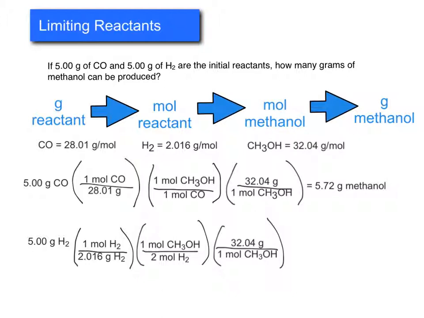All right, and when we multiply all of those numbers out, we get 39.7 grams of methanol in this case. So we clearly have a lot more hydrogen here than we have carbon monoxide, and so carbon monoxide is our limiting reactant, and if we use all of it up, we will get 5.72 grams of methanol.